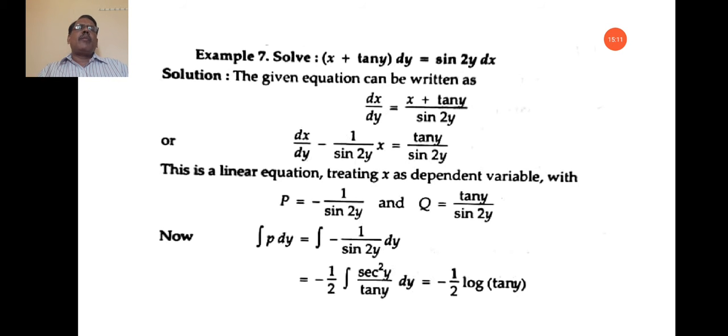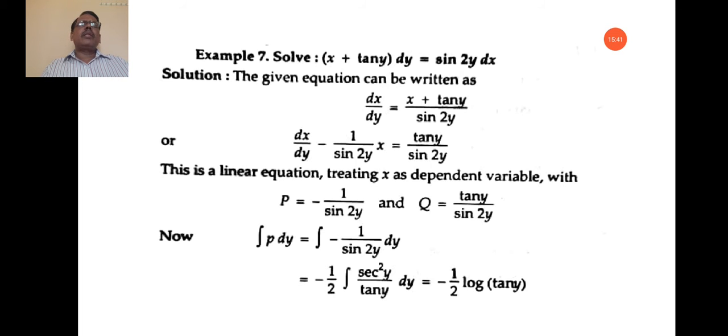Same type of problem: solve the equation (x plus tan y) dy is equal to sin 2y dx. The given equation can be written as, so example 7, solve the differential equation (x plus tan y) dy is equal to sin 2y dx.